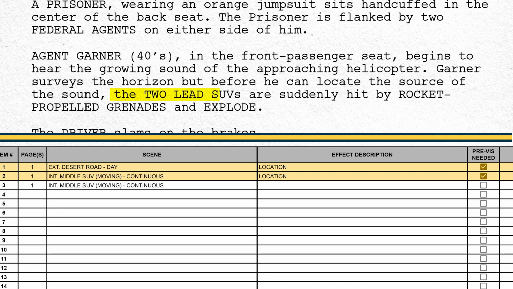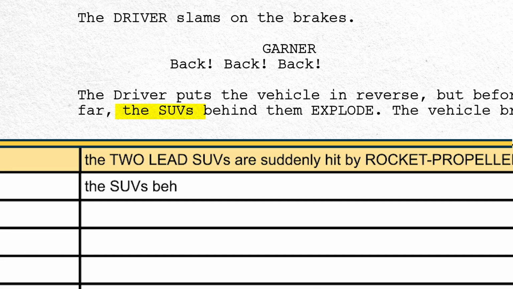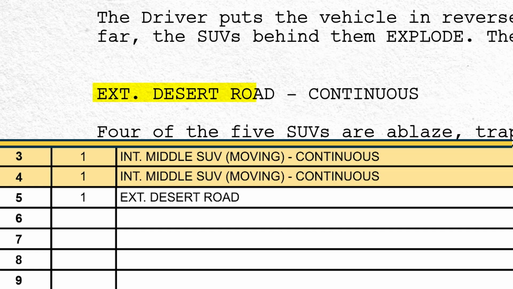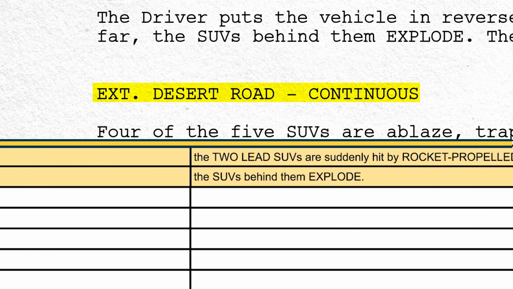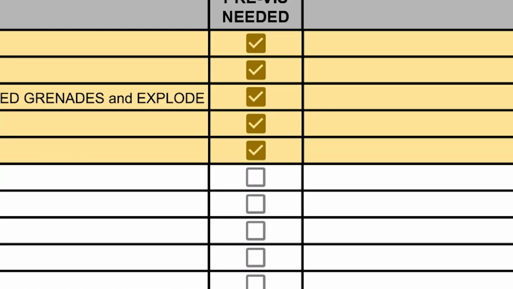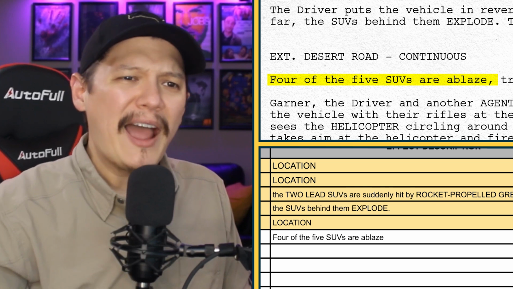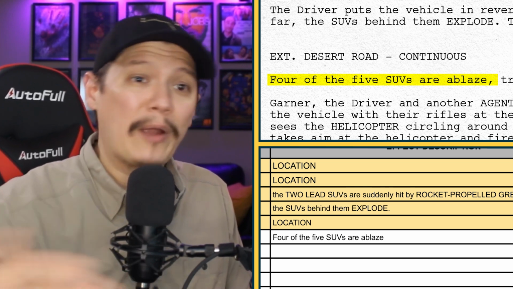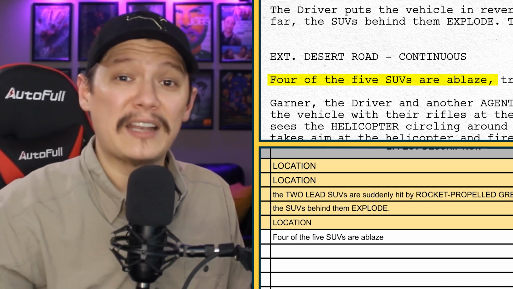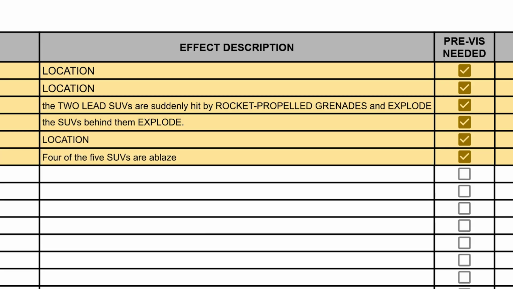2 lead SUVs are suddenly hit by rocket-propelled grenades and explode. Previs needed. The SUVs behind them explode. Next scene header. Exterior, desert road, continuous. Back to location. 4 of the 5 SUVs are ablaze. I imagine that since the main characters are surrounded by these burning vehicles, we may see this in a lot of our shots. Previs needed.